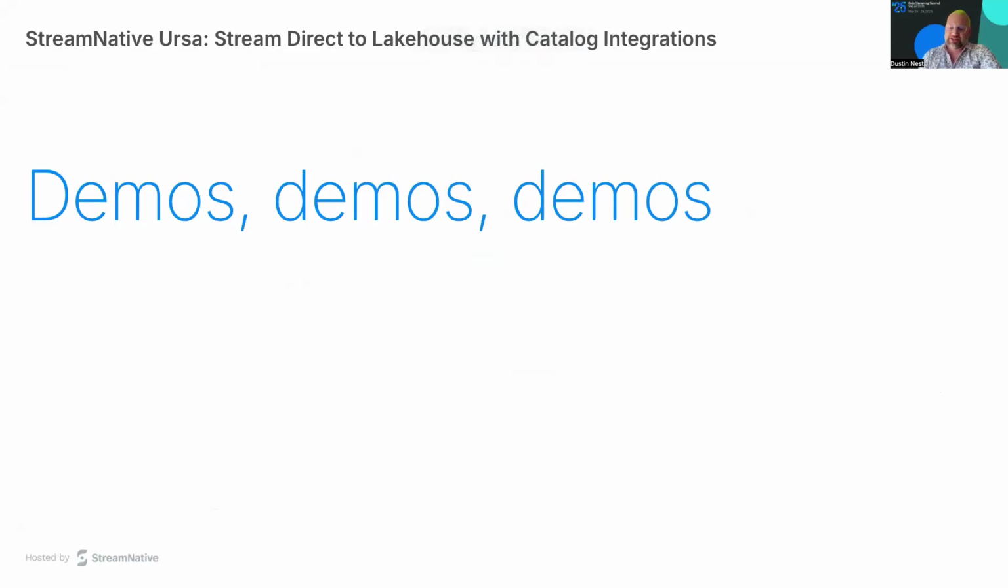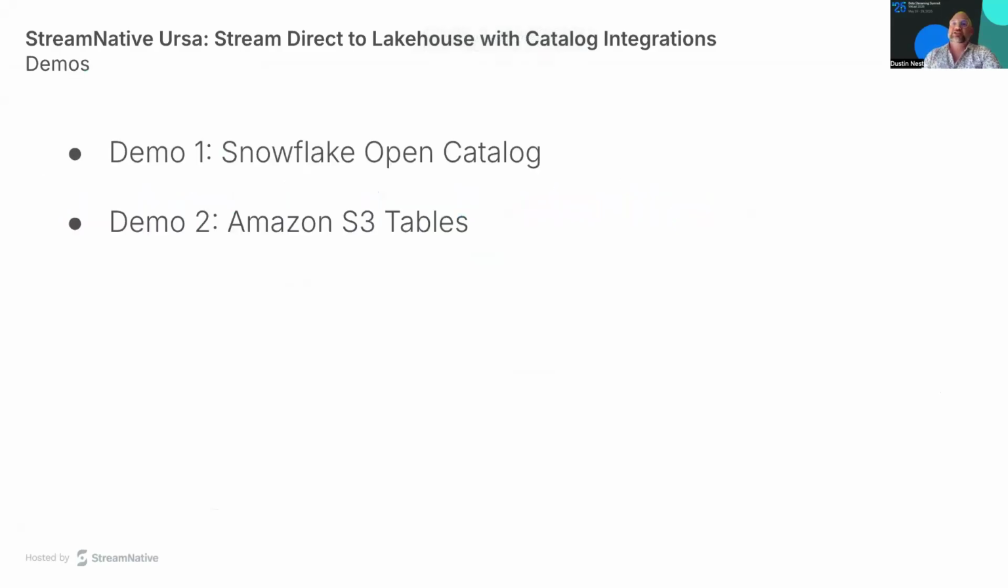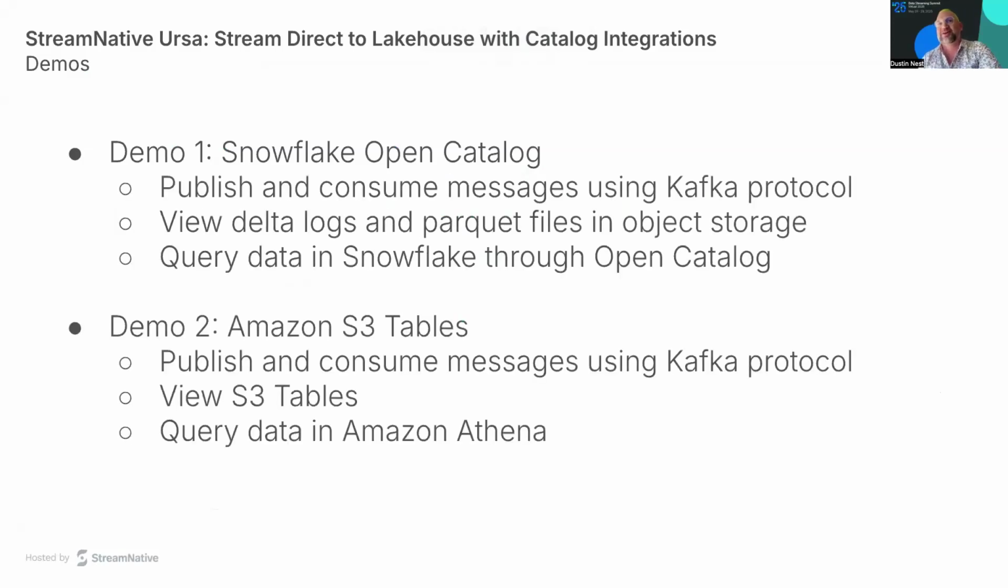So getting back to the presentation, we've done 2 demos. The first one is the Snowflake Open Catalog demo, where we publish and consume messages using the Kafka protocol. We hopped into the S3 backend, and you could see the Parquet files in object storage. And then a new one showed up every 60 seconds. Again, that's all tunable. And then we queried the data in Snowflake through Open Catalog.